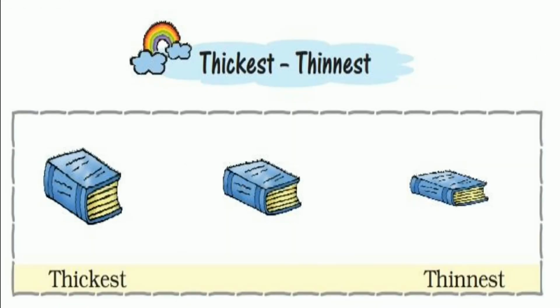Next, thickest, thinnest. Children, here you can see there are three books. When we compare among more than two objects, we say the thickest, the thinnest. So among these three books, the first book is the thickest, right? And among these three books, the third book is the thinnest.